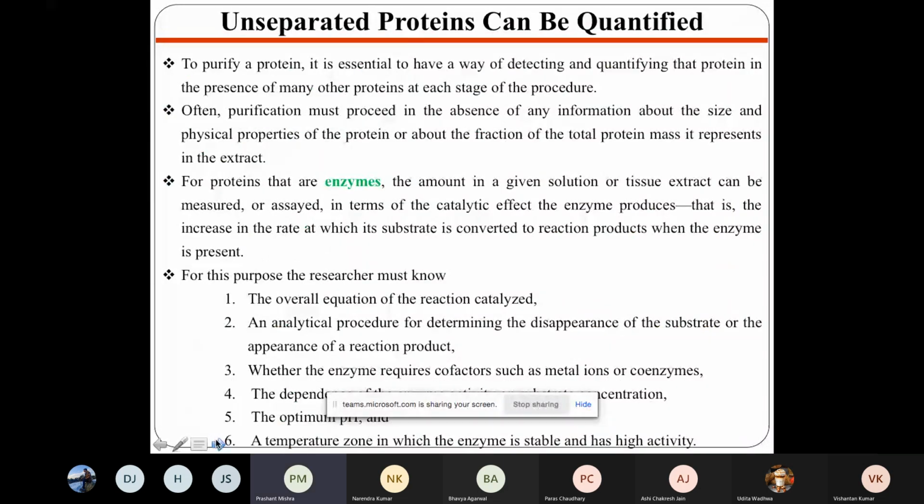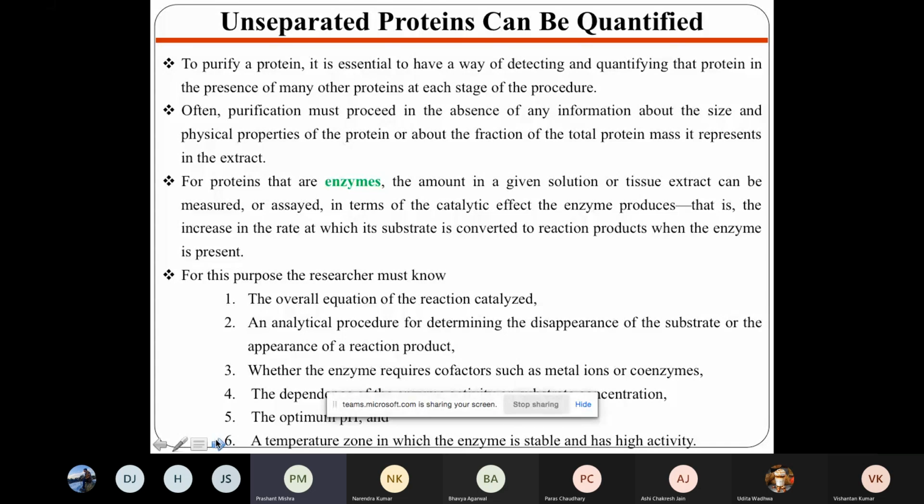Now, once you have separated and purified the protein, you need to know how much protein is present. To purify a protein, it is always essential to have a way of detecting and quantifying that protein in the presence of many other proteins at each step of the procedure. So I'm going to talk about, suppose you have taken a crude sample, what should be the way to estimate how much protein is there? There are techniques. I have not discussed that, but yes, one point you already know: if I have to estimate a protein, what can I do?